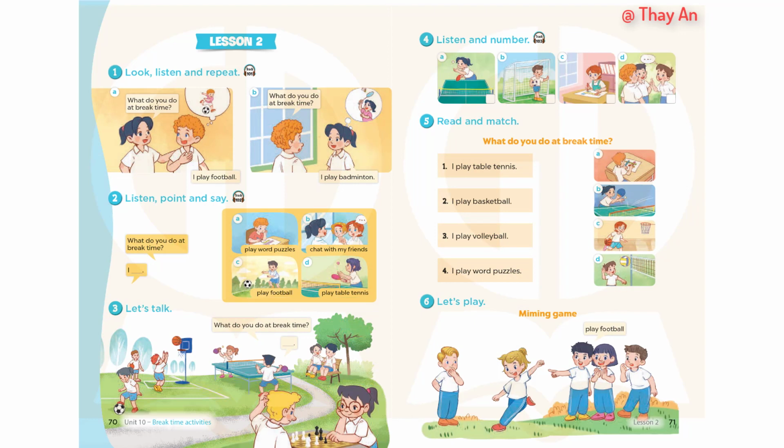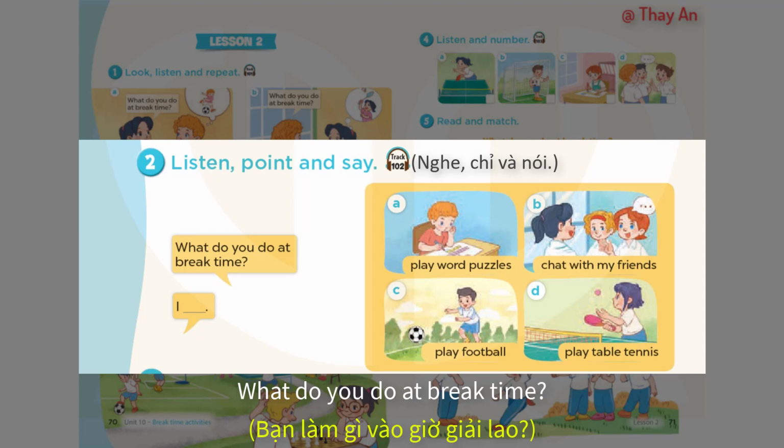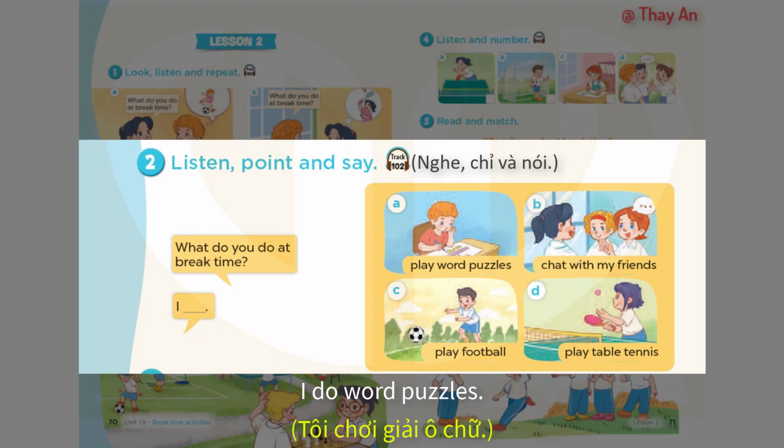Page 70. Lesson 2. Activity 2. Listen, point, and say. A. Do word puzzles. B. Chat with my friends. C. Play football. D. Play table tennis. What do you do at break time? I do word puzzles.